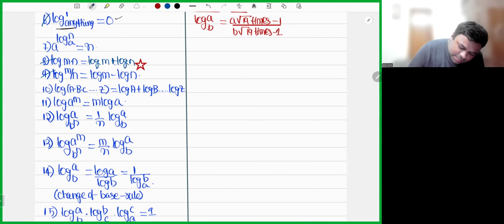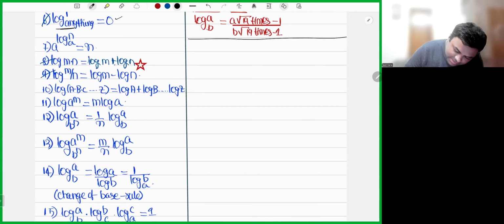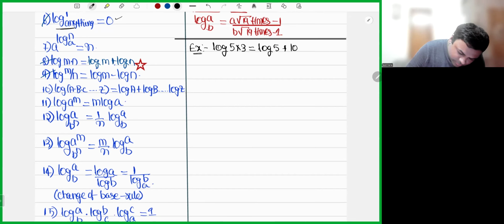Okay. So here what's happening, my dear friends? Multiplication is getting converted to addition and division is getting converted to subtraction. Say, for example, I have log 5 into 3. How can I write log 5 into 3? Simply, I'll write it as log 5 plus log 3. Okay, so I hope it's clear.